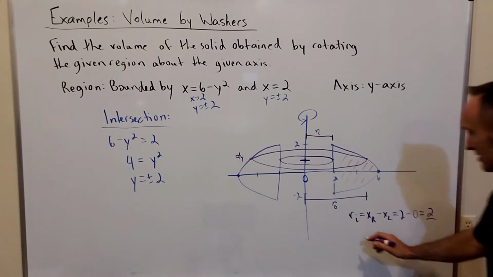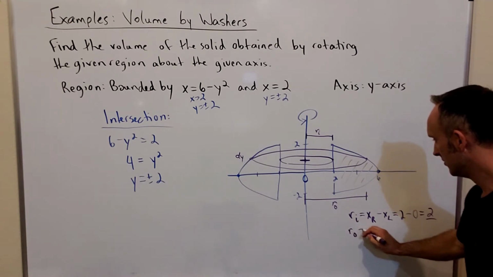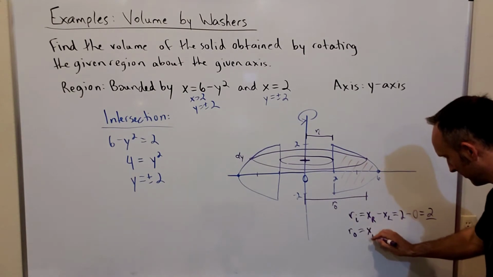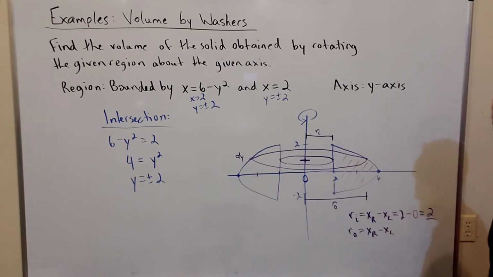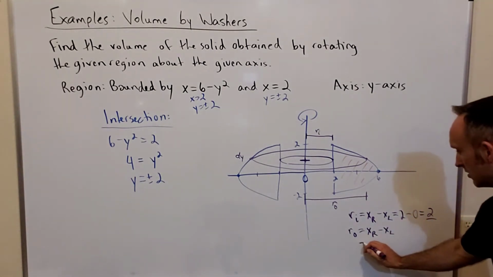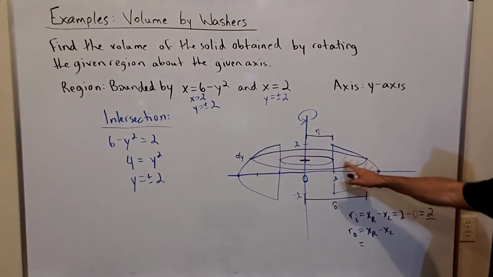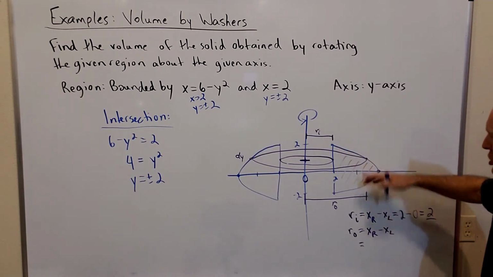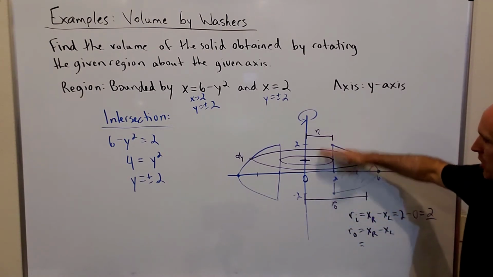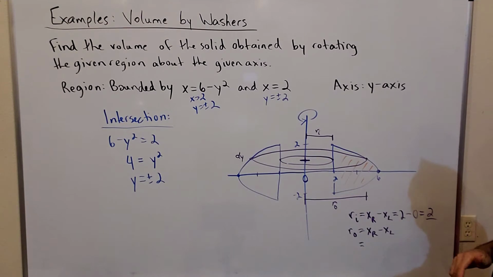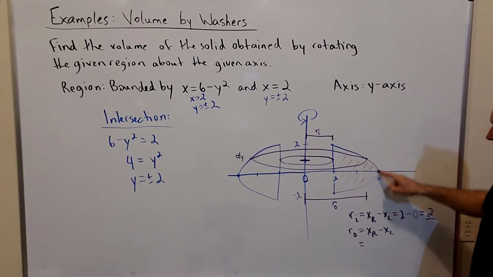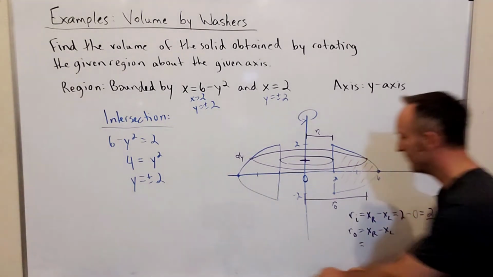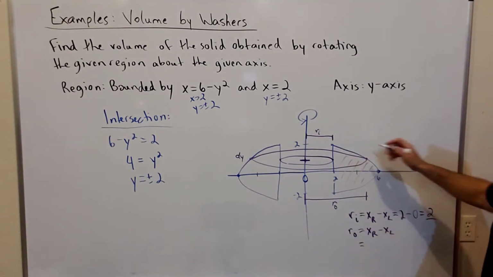My outer radius is a little bit different. It's still measured horizontally, so it's a rightmost x minus a leftmost x. The rightmost x is right here, right? It's right here on the curve. So it changes depending on where I choose my washer. Where I slice through this solid dictates what part of the curve will be my outer radius. So this guy changes.